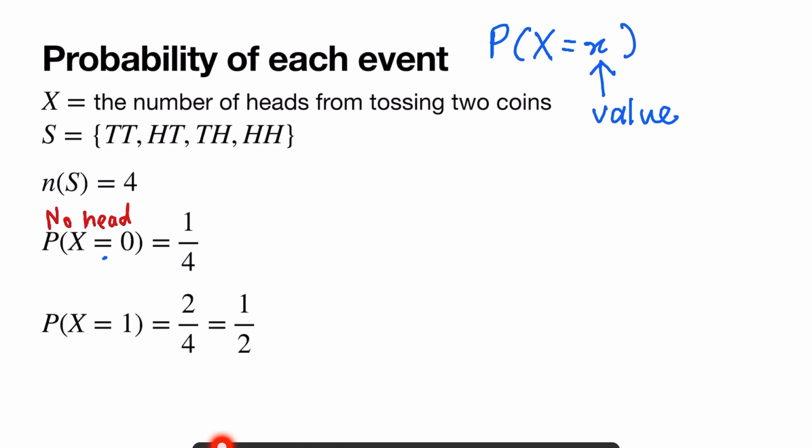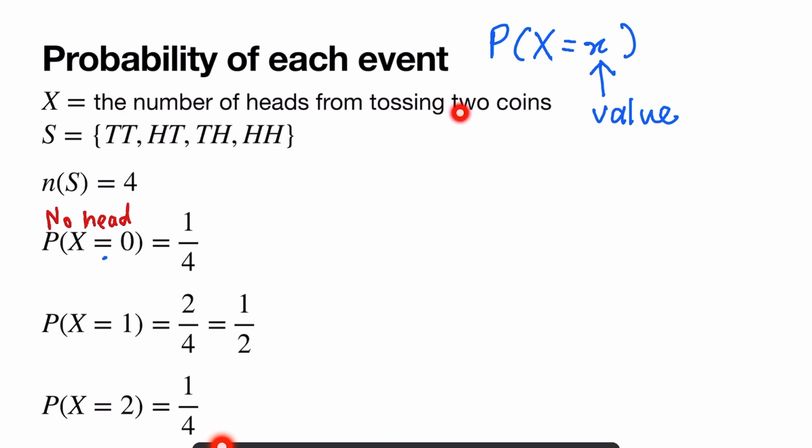If X equals 1, how many do we have? X equals 1: this one is 1 head, and this one is another one. Only one head each. So we have 2 out of what? 4. If you simplify this, you get 1 over 2. What if you have 2 heads? How many have 2 heads? 1 out of 4, so 1 over 4.